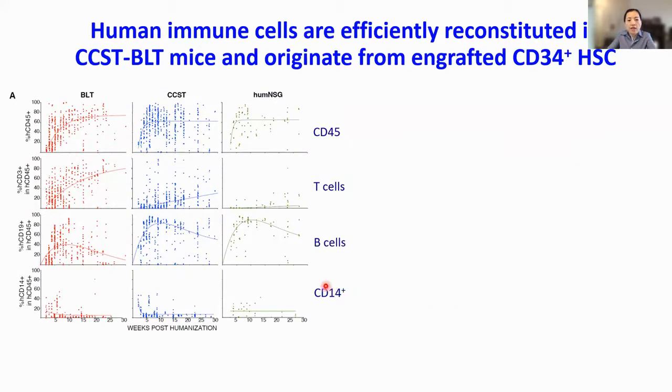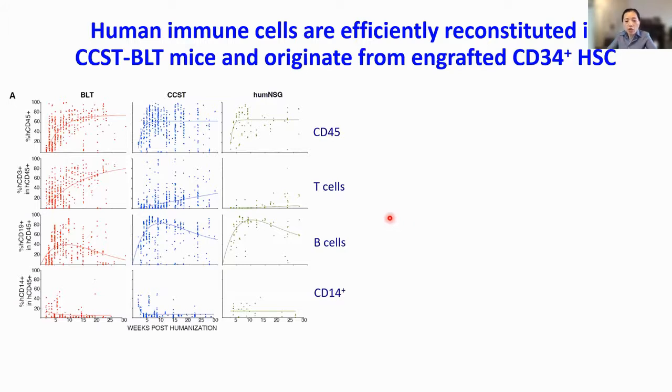When we look at the level of human cell reconstitution in these mice over a period of 30 weeks post-humanization, we find that the reconstitution of total human immune cells, which is CD45 positive, is significantly higher in CCST mice and BLT mice compared to the NSG mice. We see fewer T cells in CCST mice compared to BLT mice, and the converse is true for B cells.